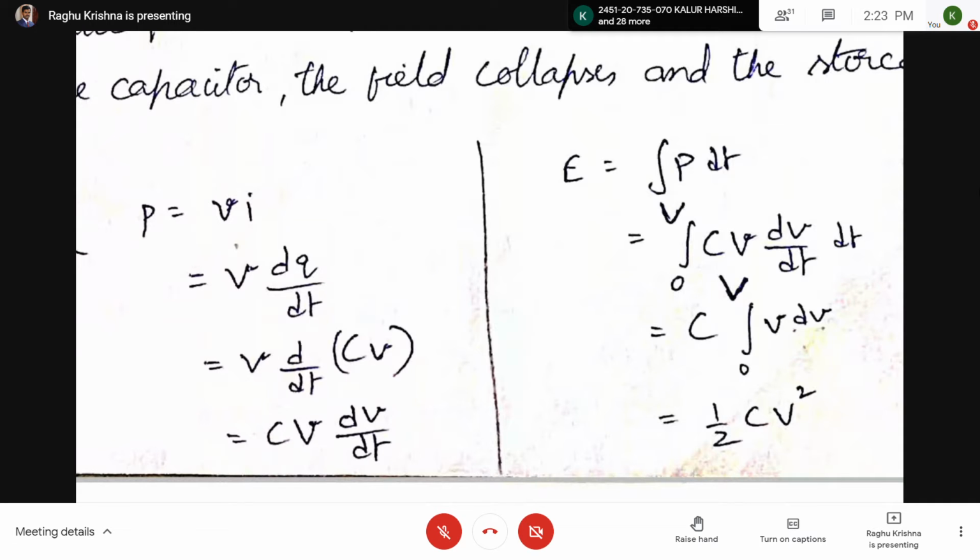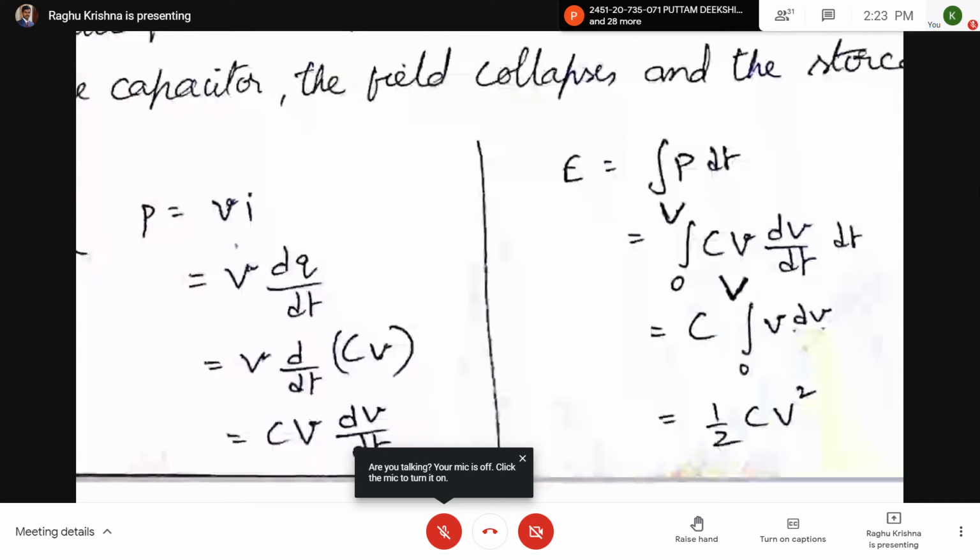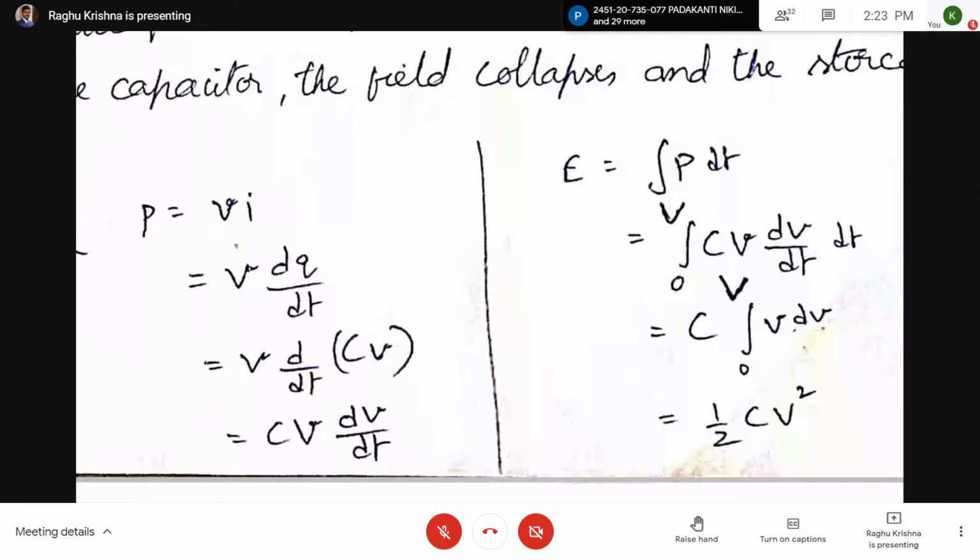So energy is equal to integration of power with respect to dt. If you substitute the expression for P, we are going to get C, and finally C integration 0 to V of V dV. So after integration, it becomes half CV square. So the energy stored in the capacitor is given by half CV square.